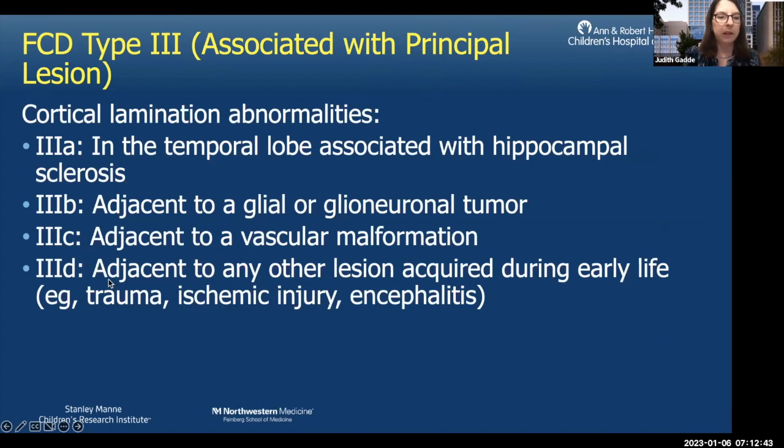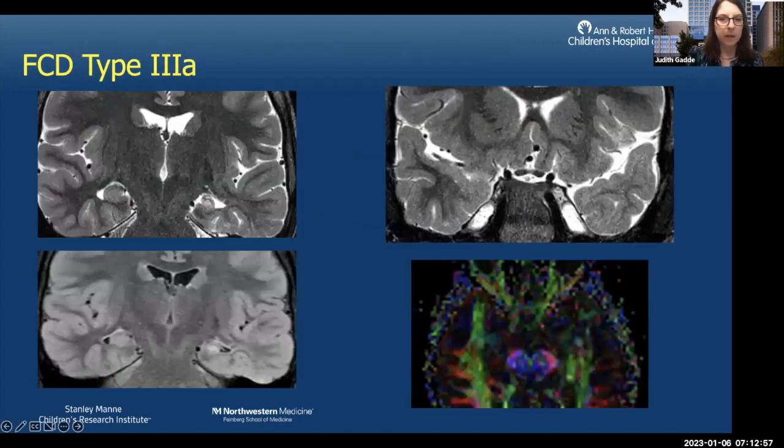And then type 3D is kind of the wastebasket category of associated with something that's acquired earlier in life, which could be from trauma, ischemia, encephalitis, etc. So here is an example of type 3A.